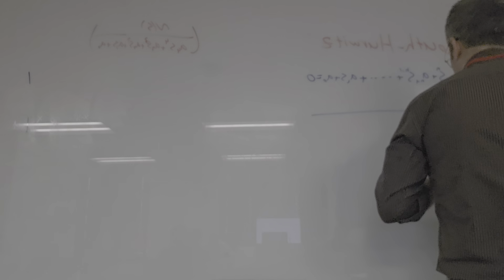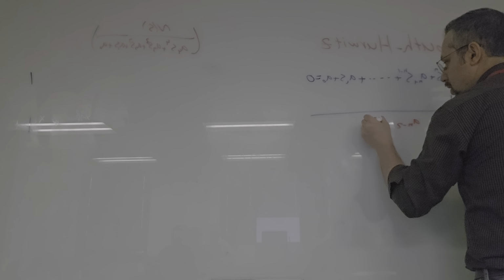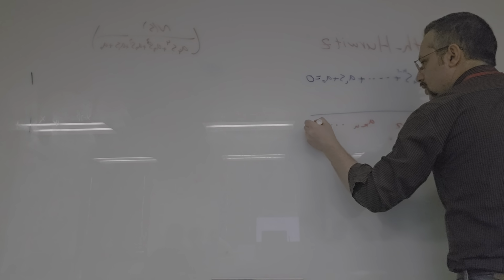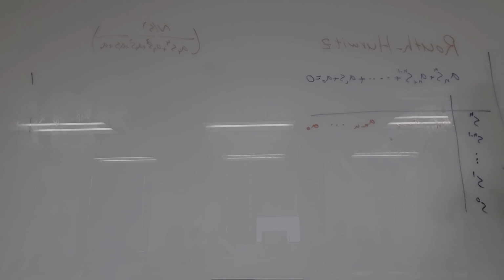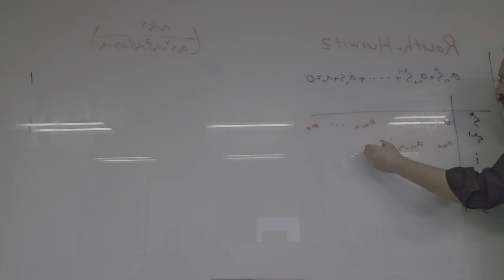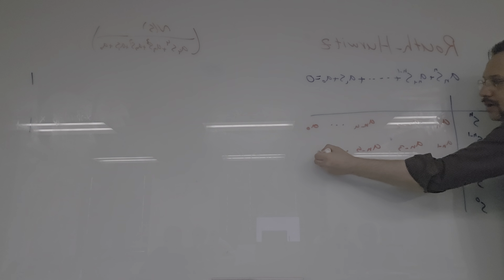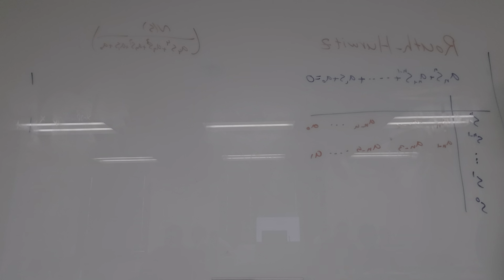Okay, let me rewrite that. An, A(n-2), A(n-4), all the way to A0. Now, for the next row, we are going to do the same, but for the coefficients that we skipped in the first row. So it's going to be A(n-1), A(n-3), A(n-5), all the way to A1. Are we good?